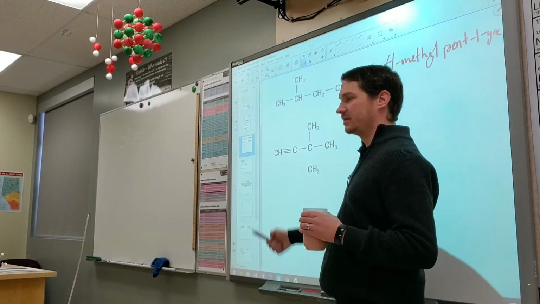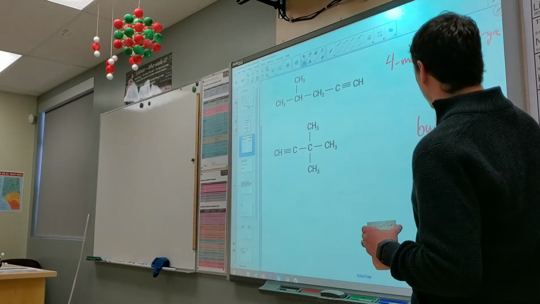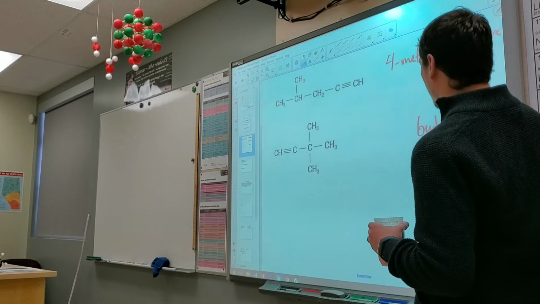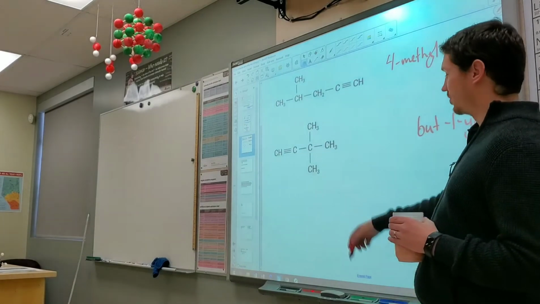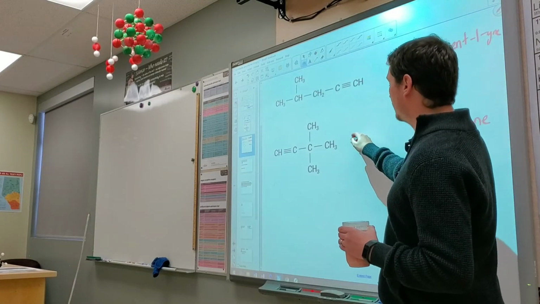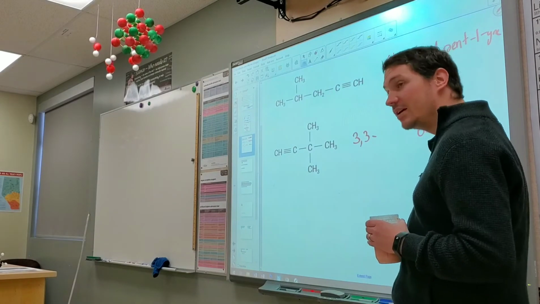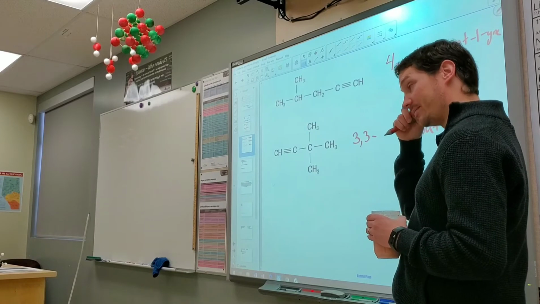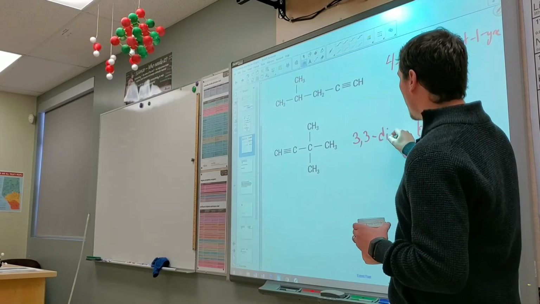And then the bottom one, do you want to start numbering from left to right or right to left? Left to right. So this is going to end in but-1-yne, and then where are the methyl groups? 3 dimethyl. So it's going to be 3,3. You have to tell me where both of them are. Yeah, you have to put 3,3-dimethyl.